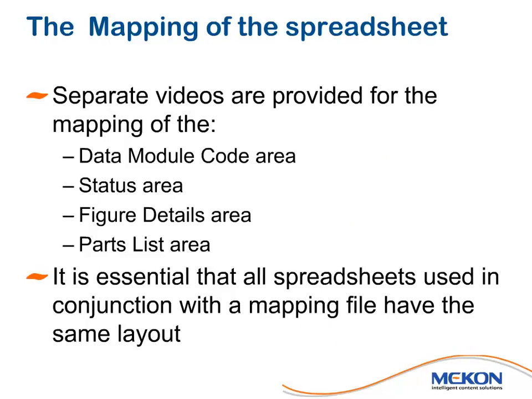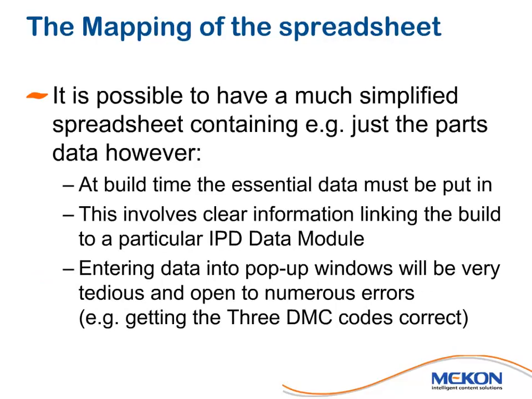So we've seen a spreadsheet, and we've provided separate videos to demonstrate the mapping of the data module code, status, figure and parts list areas of the spreadsheet to the schema. Clearly you only need to do that once, but of course it does mean that it's essential that all the spreadsheets used in conjunction with a particular mapping file have the same layout. You're given the option to choose the mapping file as you work through when you're going to do a build.